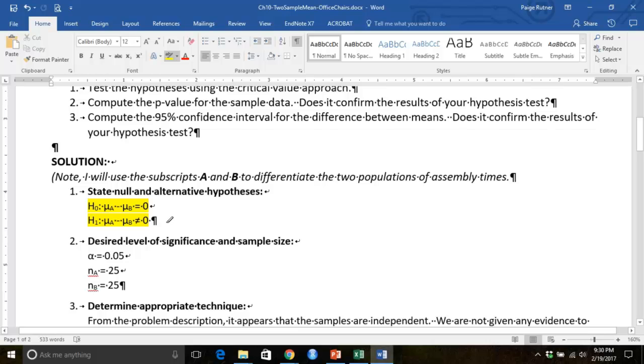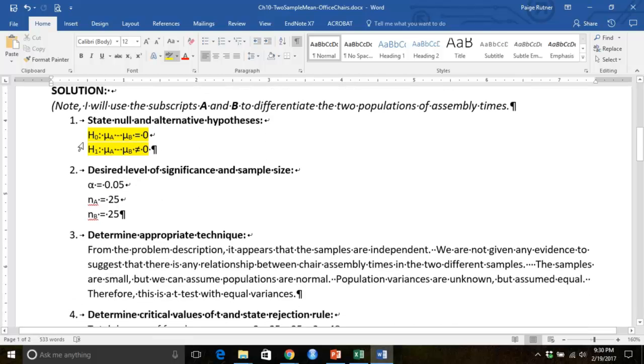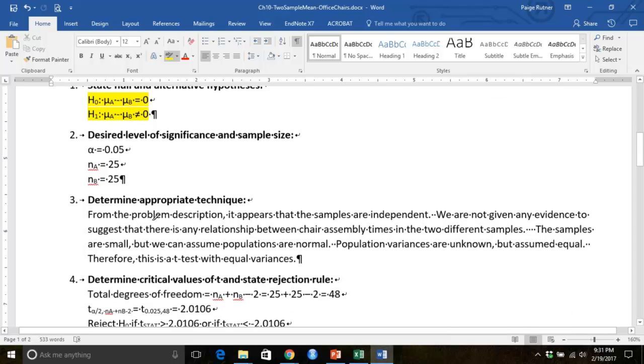So in this case, A could take longer, B could take longer. Either one of those would cause us to reject the null hypothesis that there is no difference in favor of the alternative that the two are different from one another. The two mean assembly times are different. So there's our hypothesis statements.